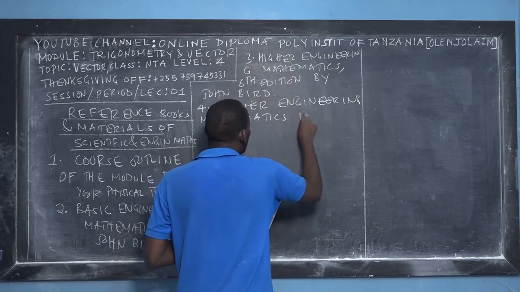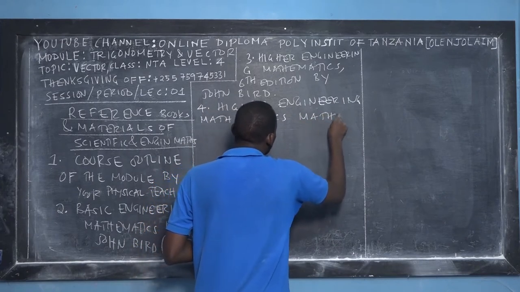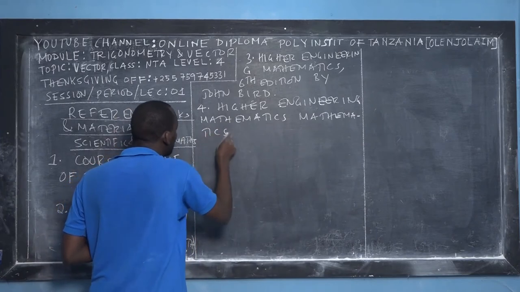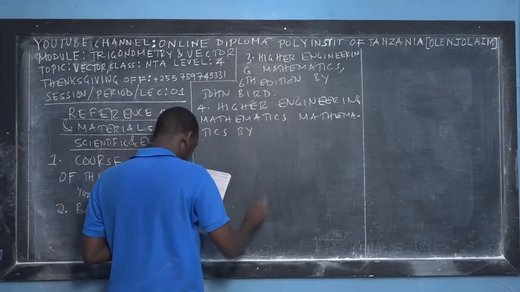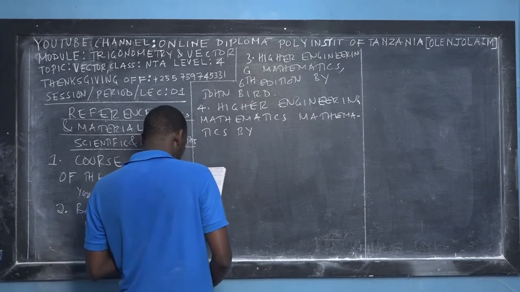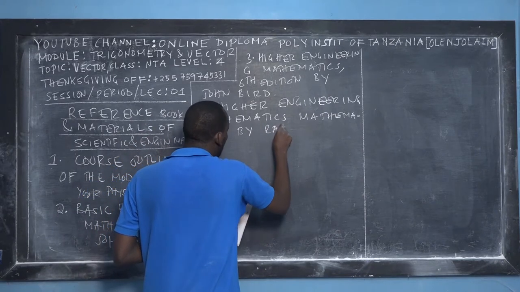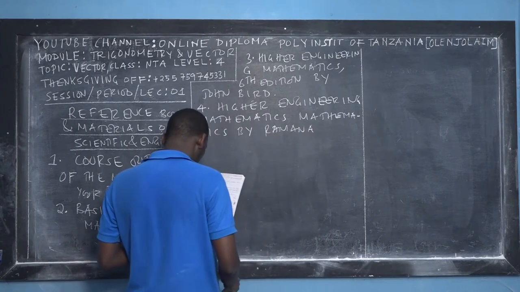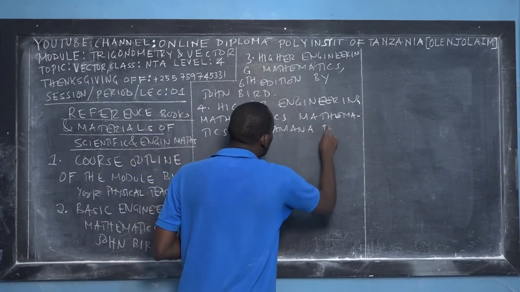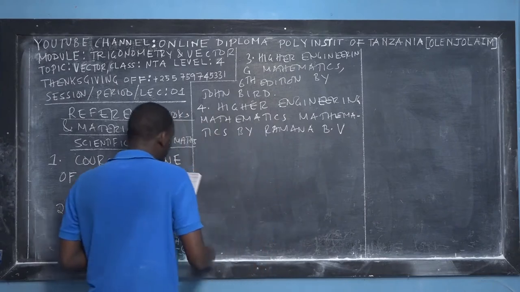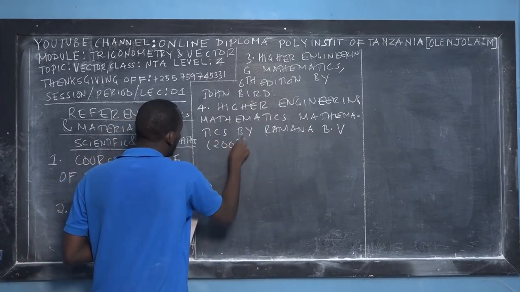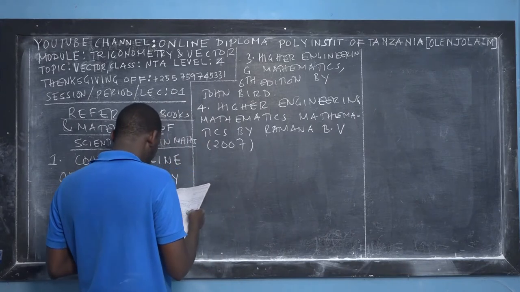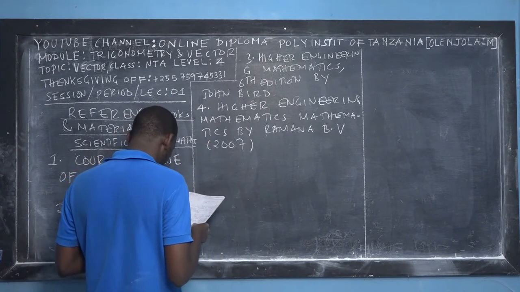Higher engineering mathematics. This higher engineering mathematics is authored by Ramana, published by B.V., 2007. Okay, so that's the first reference you should refer to.